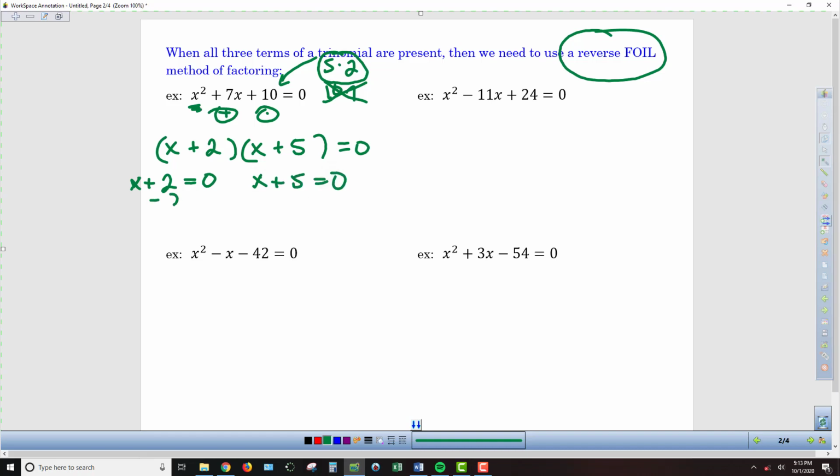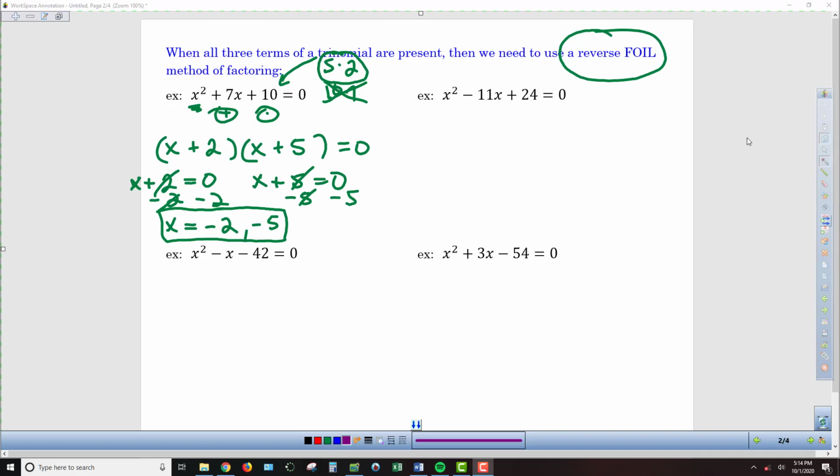And so now I'm going to subtract 2 from both sides. So one of my answers is going to be negative 2. And then over here I'm going to subtract 5 from both sides. So hopefully we can see that we're going to get x equals negative 5 as our second answer. And so we've again found two results by taking each of the pieces of the product, the x plus 2 and the x plus 5, and setting them equal to 0 and solving.